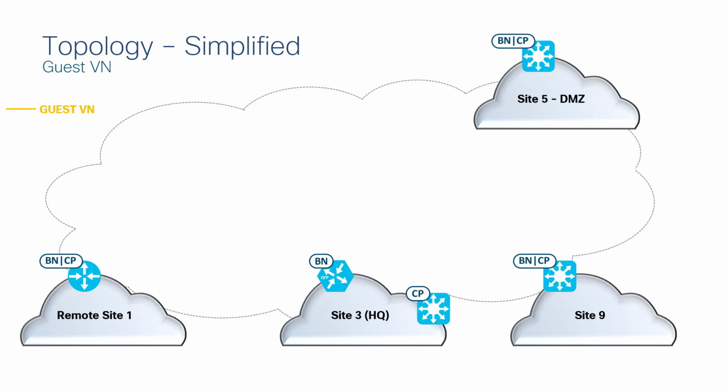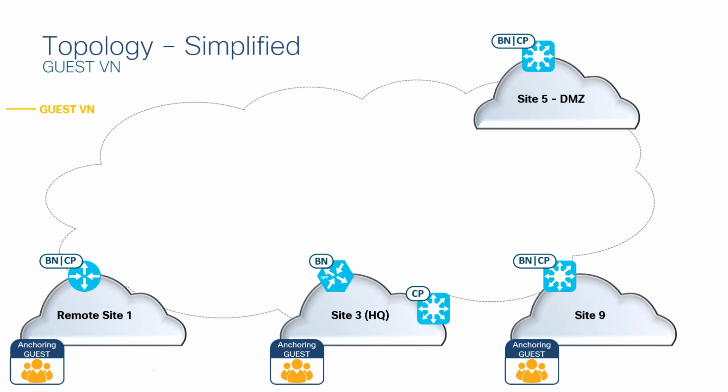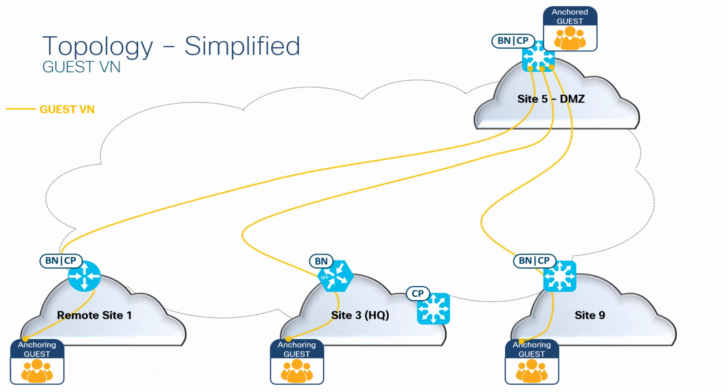In this demonstration, we'll deploy a guest VN that is anchored in our DMZ. The other three fabric sites will be the anchoring sites for this VN. And here is an idea of the packet flow. Again, guest is anchored in the DMZ, and traffic for that anchor VN is tunneled to that DMZ location.